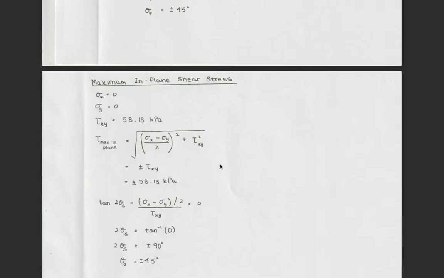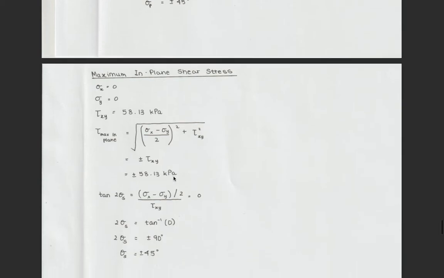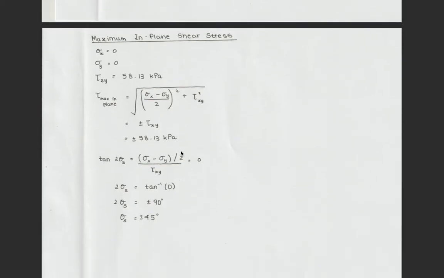So to find the maximum shear stress in plane, we've got this formula right here, and it just simplifies to plus or minus 58.13 kilopascals. So to find the angle or the failure angle, we've got this formula right here, which I've again obtained from our lectures, and that works out to be plus or minus 45 degrees.